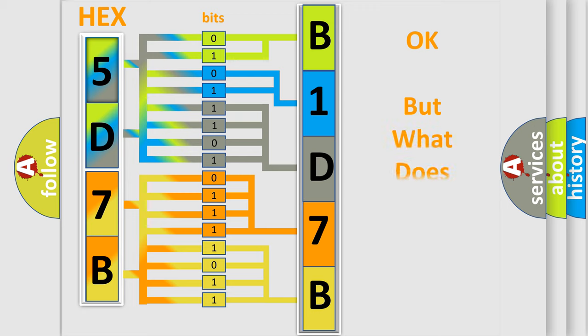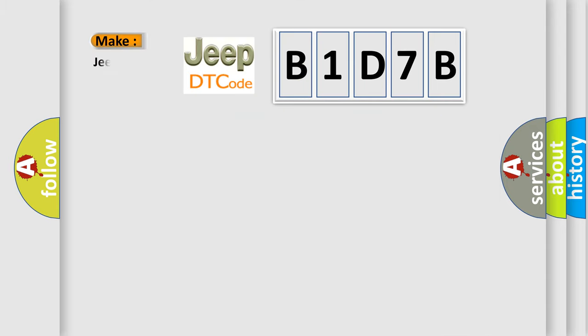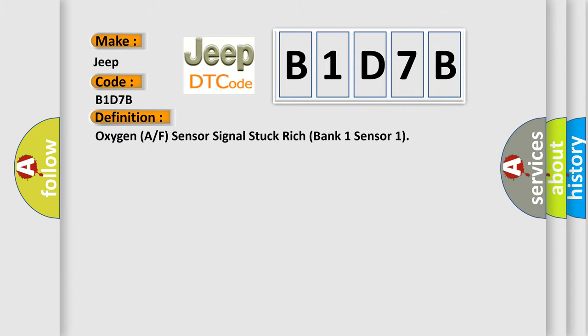The number itself does not make sense to us if we cannot assign information to what it actually expresses. So, what does the diagnostic trouble code B1D7B specifically interpret for Jeep vehicles? The basic definition is: A/F sensor signal stuck rich, bank 1 sensor 1. And now this is a short description of this DTC code.